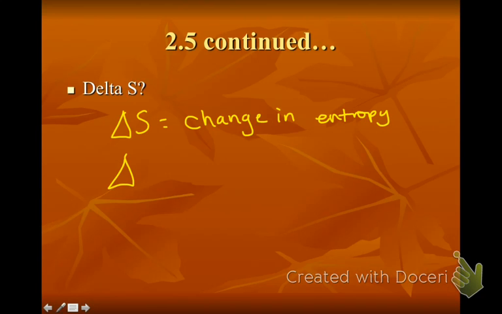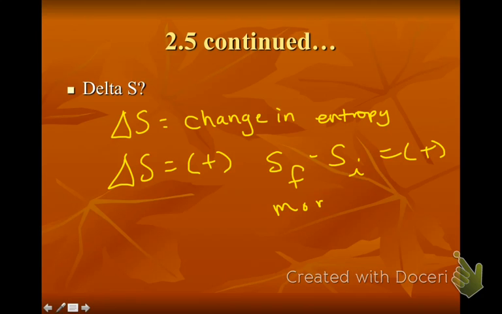So if your delta S was positive, that means the final entropy minus the initial entropy would be positive, meaning that you have more disorder when all is said and done. And remember, this applies to your system.